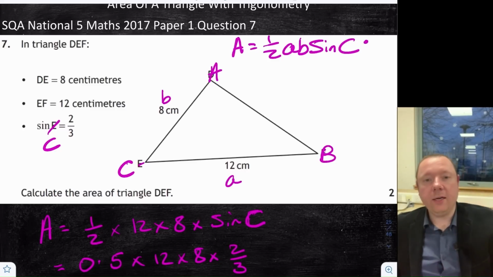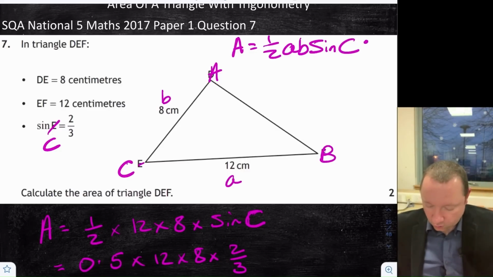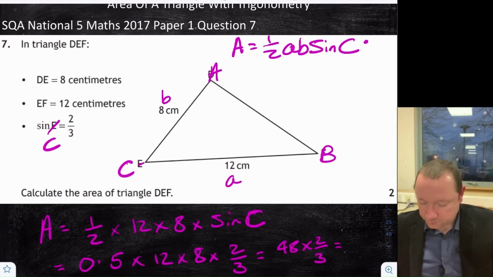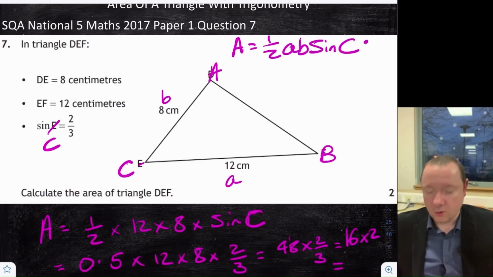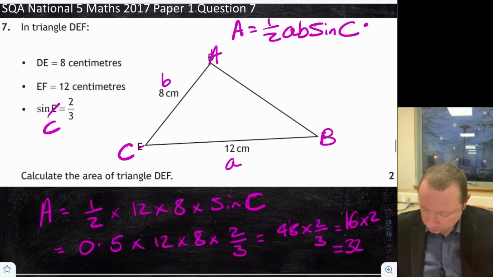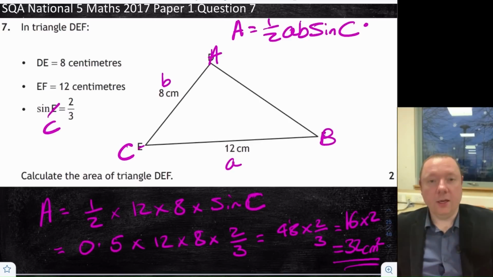I need to do some work here. 0.5 times 12 is 6. 6 times 8 is 48. So quite quickly we get to 48 times 2/3. And then if you divide 48 by 3, 3 goes into 4 one time, with 1 left over, 3 into 18 is 6, so that's 16 times 2. So a final answer of 32 square units, which is centimetres. And we're done there.